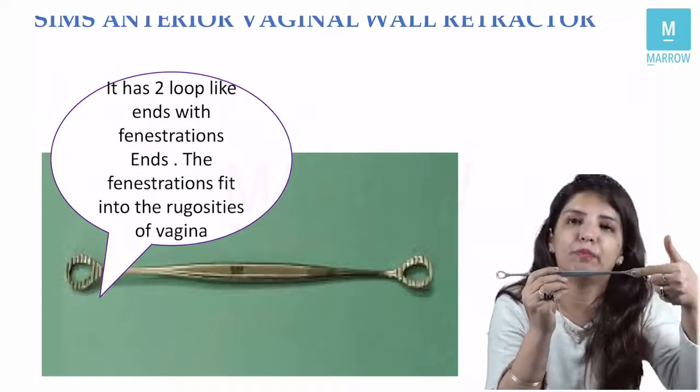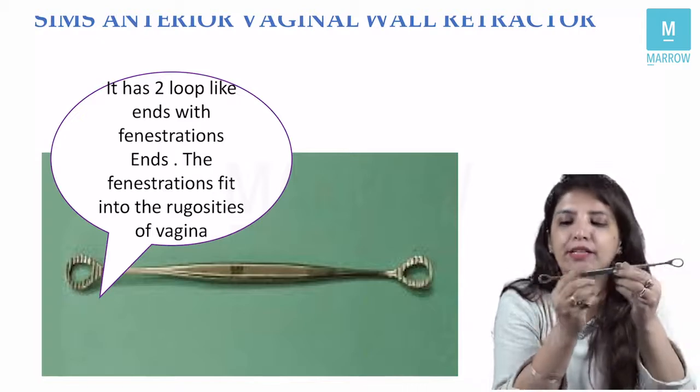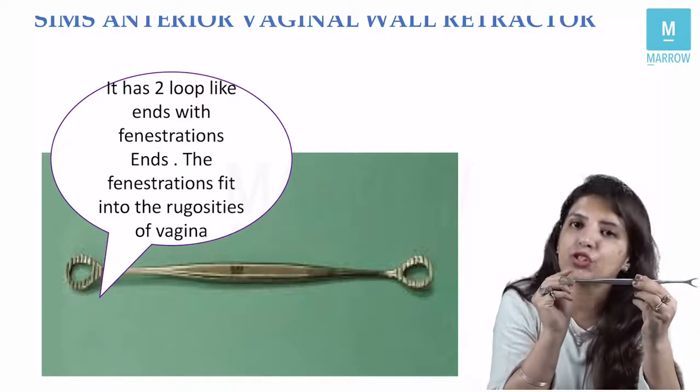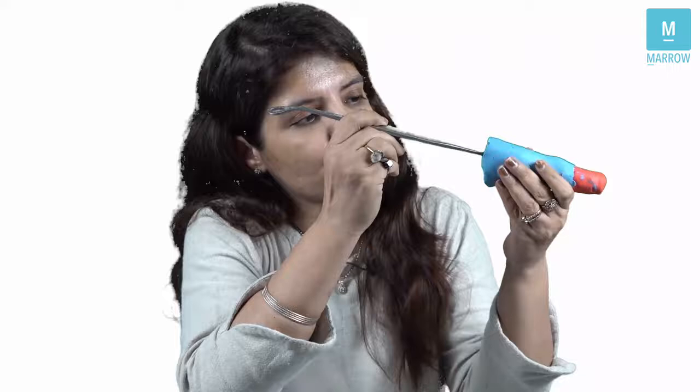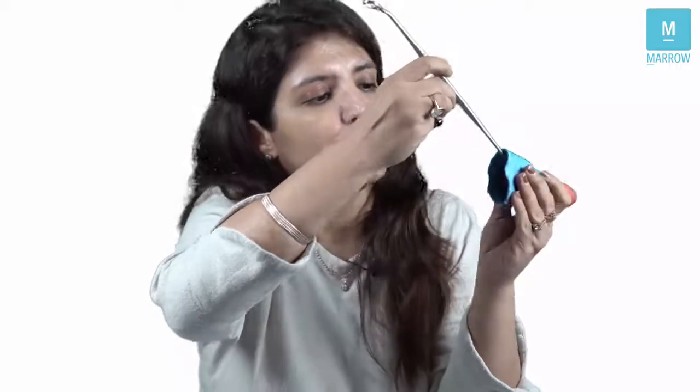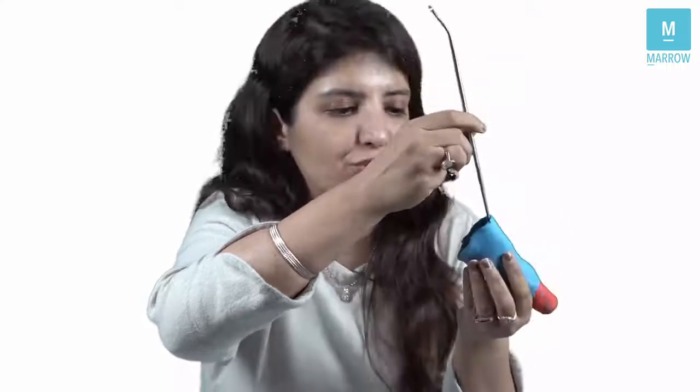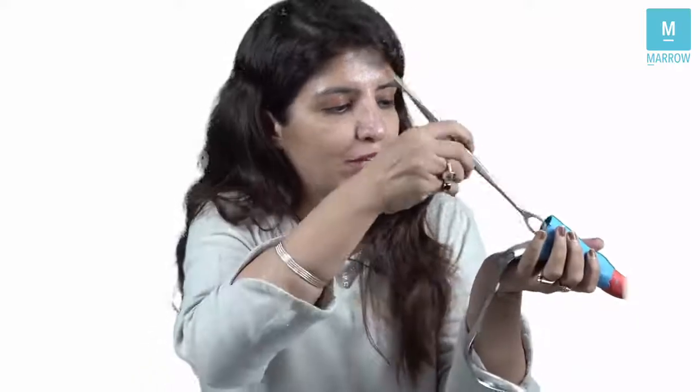One of the loops will be pointing anteriorly, the other loop will be pointing posteriorly. When you are inserting the anterior vaginal wall retractor, the loop should be facing above, anteriorly, like this. So you are going to introduce it in such a manner that the loop faces up anteriorly, right? So this is how you are going to use the Sims anterior vaginal wall retractor, which has to be used in conjunction with the Sims speculum.